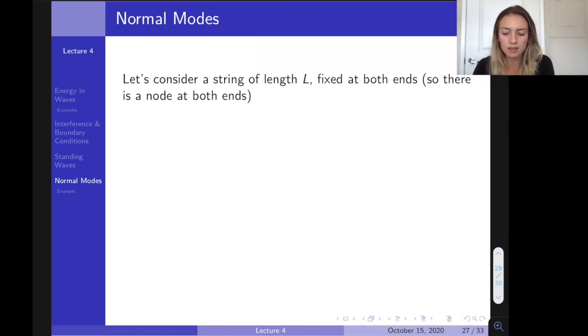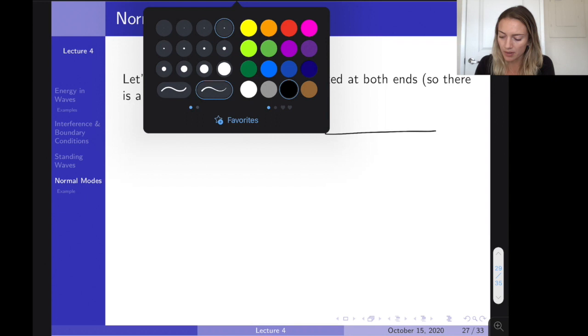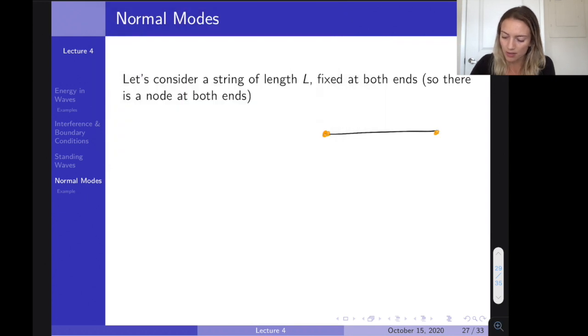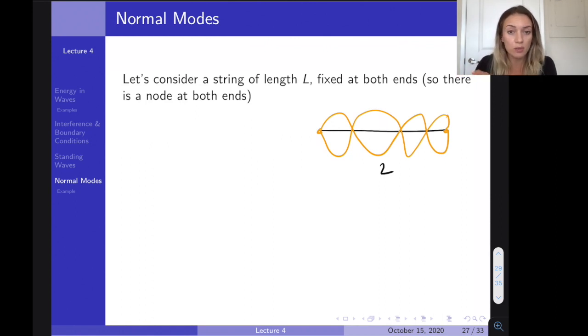So let's consider a string of length L fixed at both ends. So that was kind of like what we had drawn before, where we had a string that was fixed. So it has a node at both ends like that. If it has some length L, and we know that there are nodes every half wavelength, and we know that there's a node at each end, we can figure out what are the allowable wavelengths for this standing wave, right?